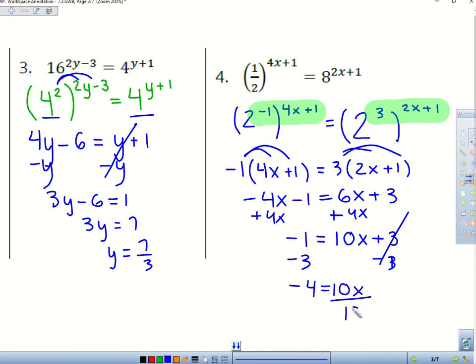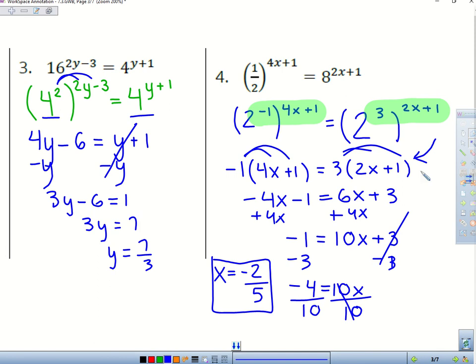And then divide by 10. What does negative 4/10 reduce to? Negative 2 over 5. Good, negative 2 over 5. So my expectation in this class is that you're able to solve simple equations. We'll go through the process of how to set it up, but I do expect that you should be able to solve these without trouble, which I think most of you can.